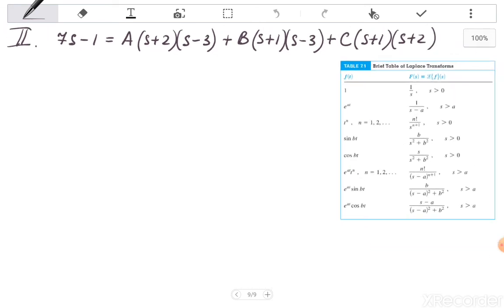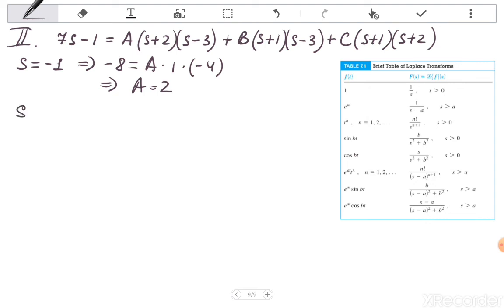To make it simple, we take s such that two brackets are 0 and one bracket is non-zero. So let's say s is minus 1. In this case, what do we obtain? The left hand side is minus 7 minus 1, so minus 8. And the right hand side is a times minus 1 plus 2, which is 1, times minus 1 minus 3, which is minus 4. So we immediately obtain a is equal to 2.